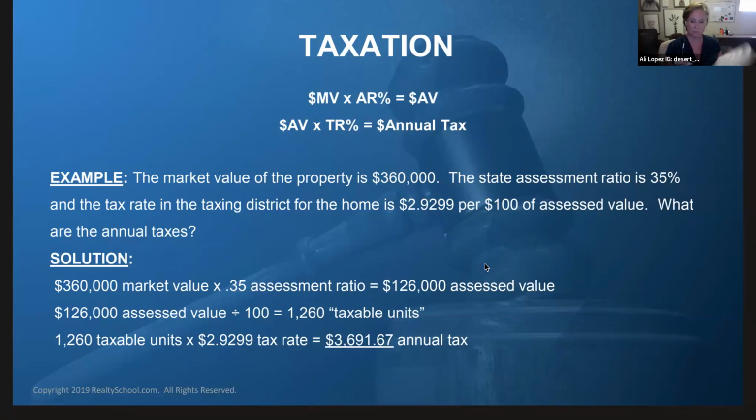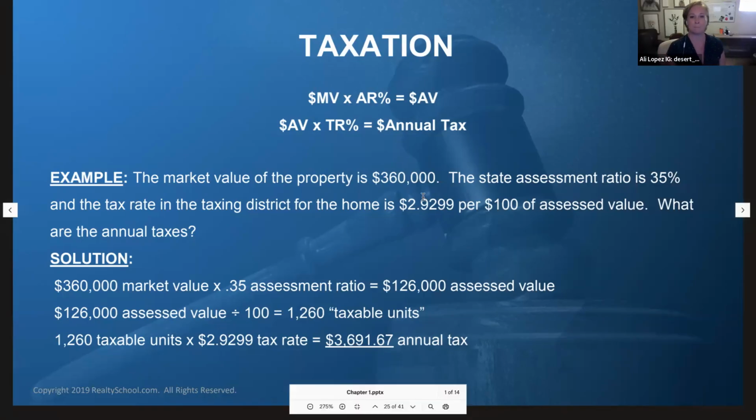Semi-annually, divide by 2, and then you'll know. Okay. We'll do more questions on taxation. This is really, really helpful for you discussing things with clients. If they want to know what their potential property tax would be on a brand new construction, there you go. How's that? Okay.